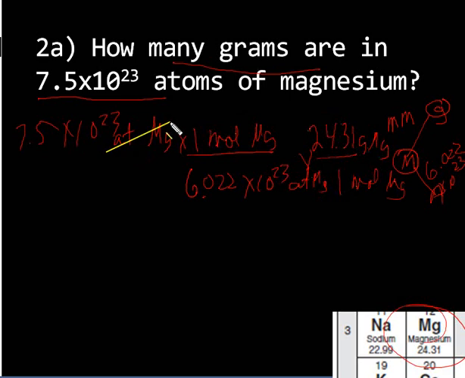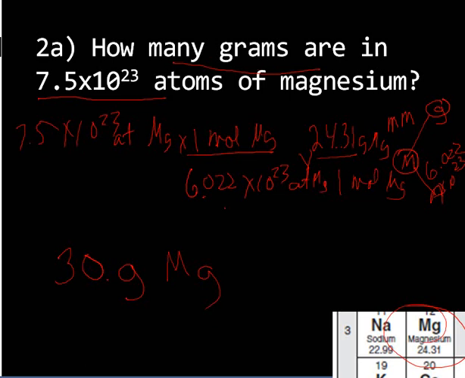Now, if I've set this up right, I should be able to get my units to cancel. Here's atoms of magnesium, moles of magnesium, moles of magnesium. And I should be left with the units that I want. And in fact, I am. So now it's a plug and chug. It's 7.5 times 24.3, divided by 6.022 times 10 to the 23rd. If I do that, I end up with 30. and I'm just going to put a dot there because that's a significant number, grams of magnesium.